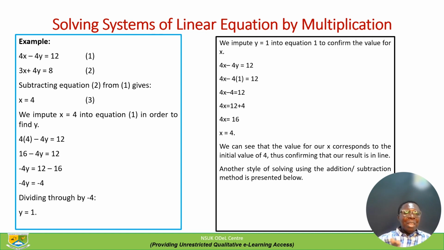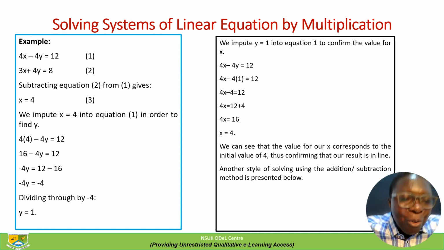Equation 1: 3x plus 4y equals 8. Equation 2: subtracting equation 2 from 1 gives us x equals 4. That will become our equation 3. We substitute x equals 4 into equation 1 in order to find y.